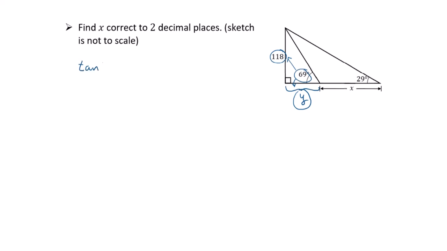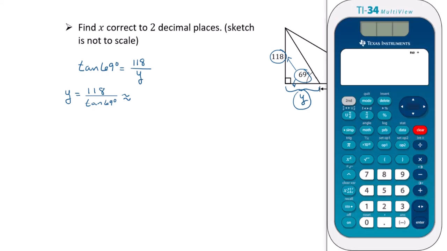We're going to take the tangent of 69 degrees. I know that is 118 divided by y. I multiply both sides by y and divide by tangent of 69 degrees. I'll have 118 divided by tangent 69 degrees. Let's put this into the calculator and get an approximation. Here I'm in radian mode, and I need to make sure to switch to degree mode. Just make it a habit of double checking what mode you're in.